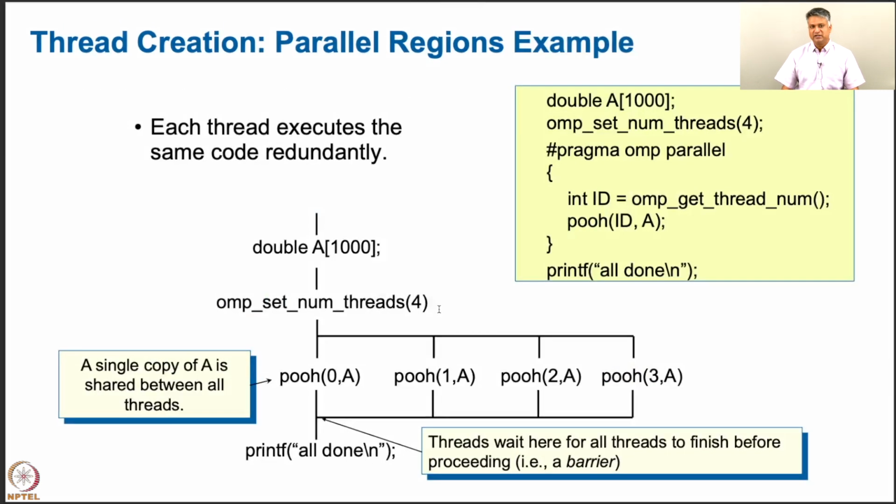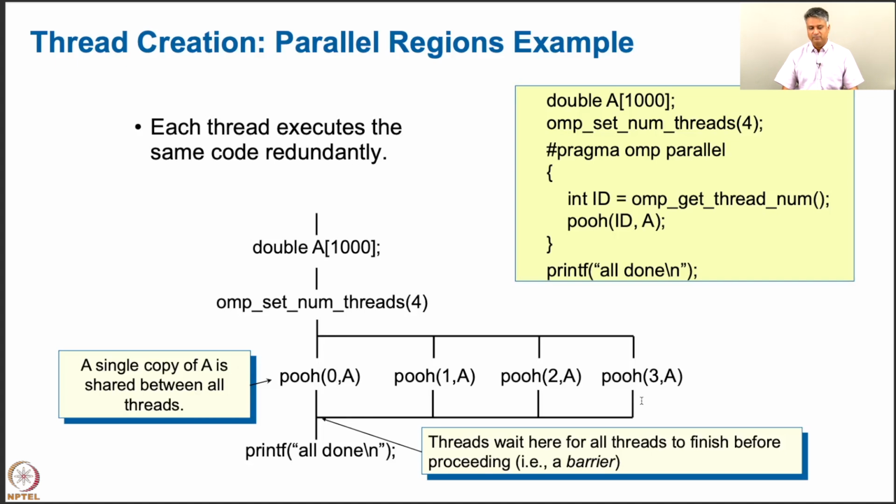So what is essentially happening is that each of the threads will run the same code redundantly. The only difference is the ID which goes in as a function parameter. So the program flow will be such: you come in over here, you have a declaration of the array A, then you set the number of threads to be 4, and then you call this function. You call this function 4 times because you have 4 threads. Each of these function calls is passed the entire copy of A, which is shared between all threads, and you pass the individual ID.